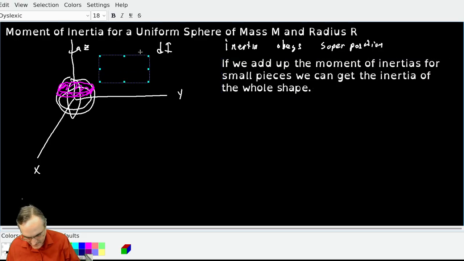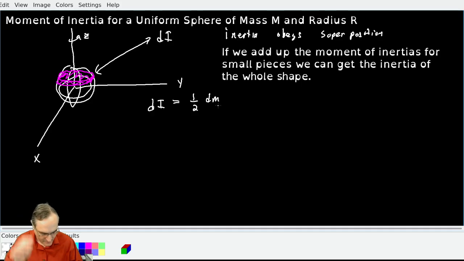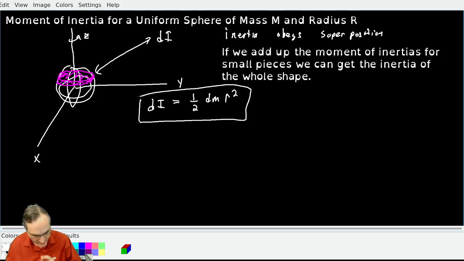So we're going to think about that disk as our dI. The moment of inertia of that disk will be 1/2 mr squared, in this case dm, because we want the mass of just that one disk. So it would look something like this for the moment of inertia of the pink shape. Then we're going to add up all of those to find our final moment of inertia. We still need to think about dm.